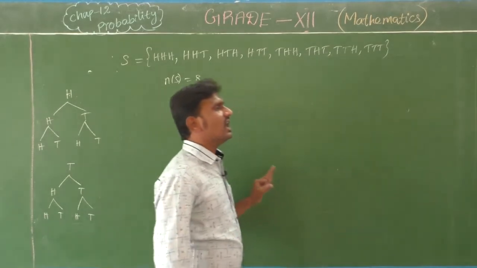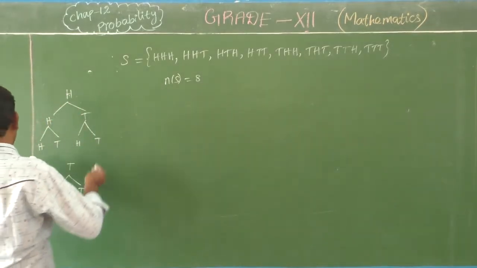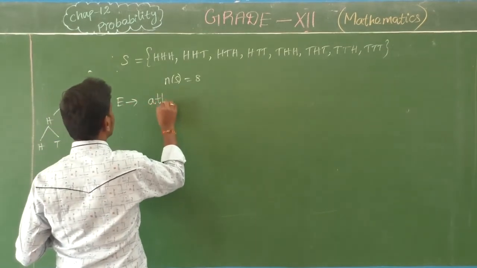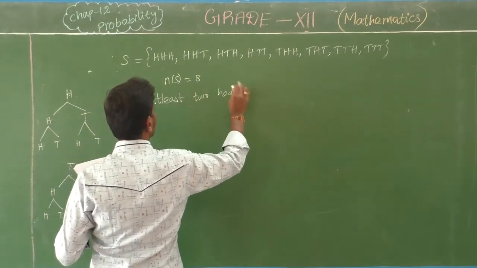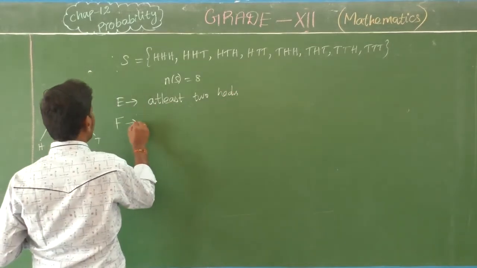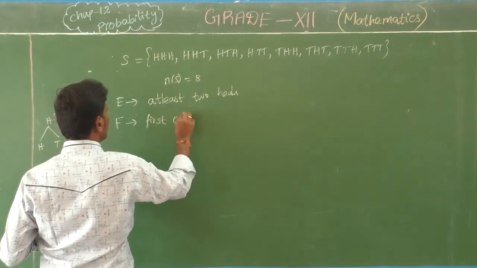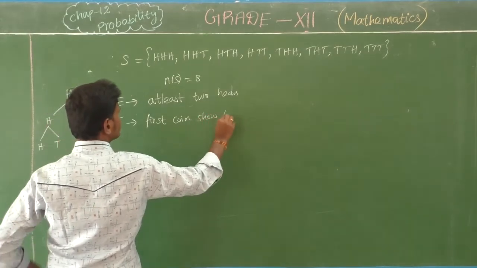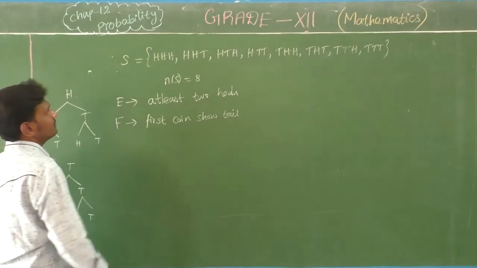So from this I'm going to take one example. I'm going to take two events. The first event: let E be the event of at least two heads appearing. And F is the event that the first coin shows tail. We have tossed twice, and thrice also we are doing. So the first coin shows tail.